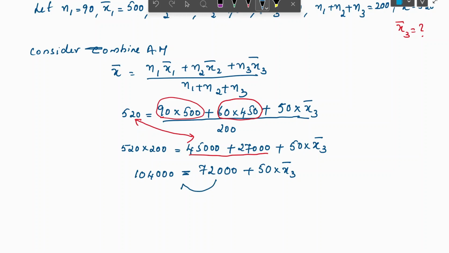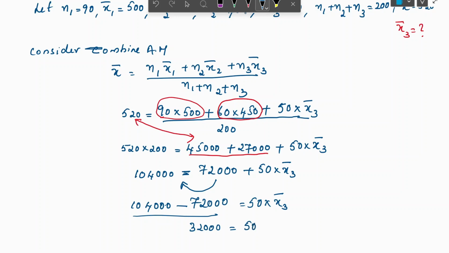This 72,000 will come to this side. Therefore, here it is plus. If it goes to that side, it is going to be a minus sign. Minus 72,000 equal to 50 into X3 bar. Okay. Now subtract this value, that is 32,000 equal to 50 into X3 bar.